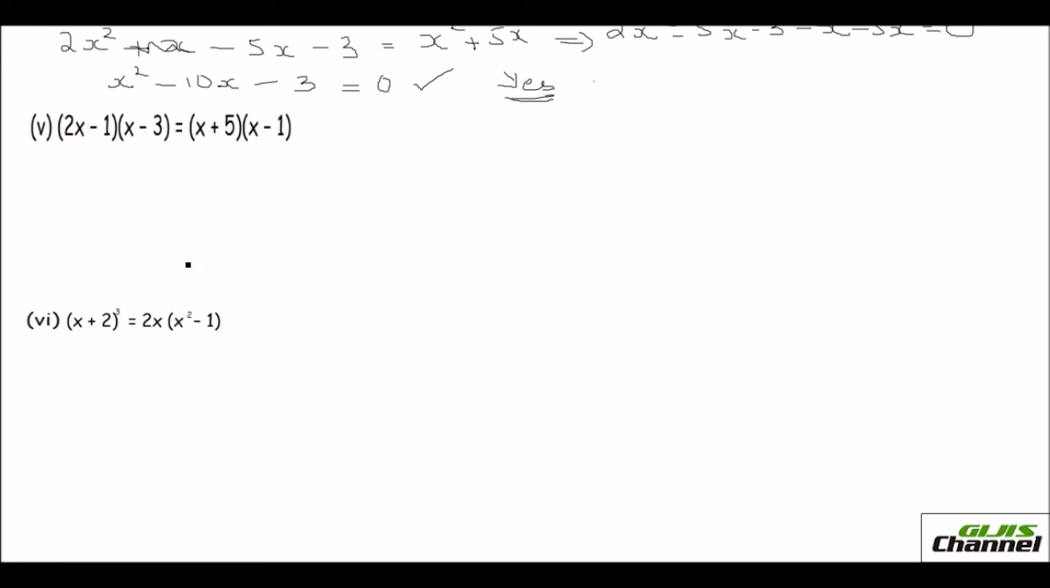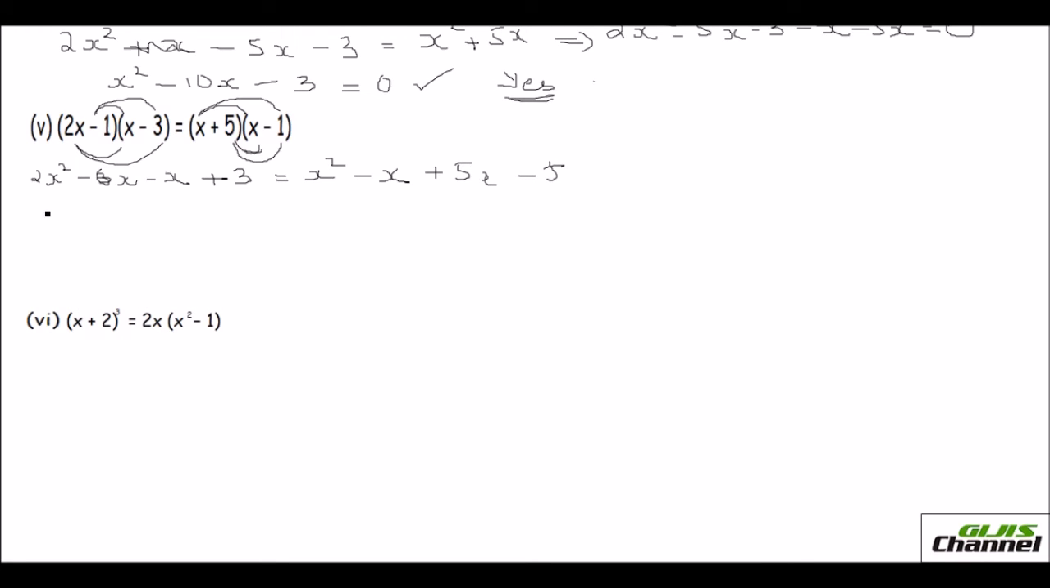So this one is yet another problem like how we did before. Just multiply 2x squared, then 2x times minus 3 is minus 6x, minus 1 times x is minus x, minus 1 times minus 3 is plus 3, right? Minus and minus, when you multiply, it becomes plus. Okay, this side x times x is x squared, x times minus 1 is minus x, 5 times x is 5x, 5 times minus 1 is minus 5.